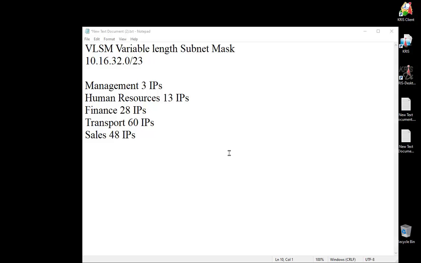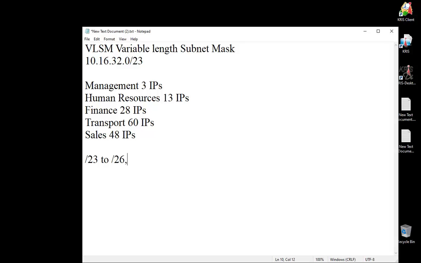In the subnetting 2 video, we talked about fixed length subnet mask, whereby all the different departments or all the different groups are using the same subnet, with an equal number of IP addresses in every subnet. Take for example, in subnetting 2, we changed the subnet mask from /23 to /26.